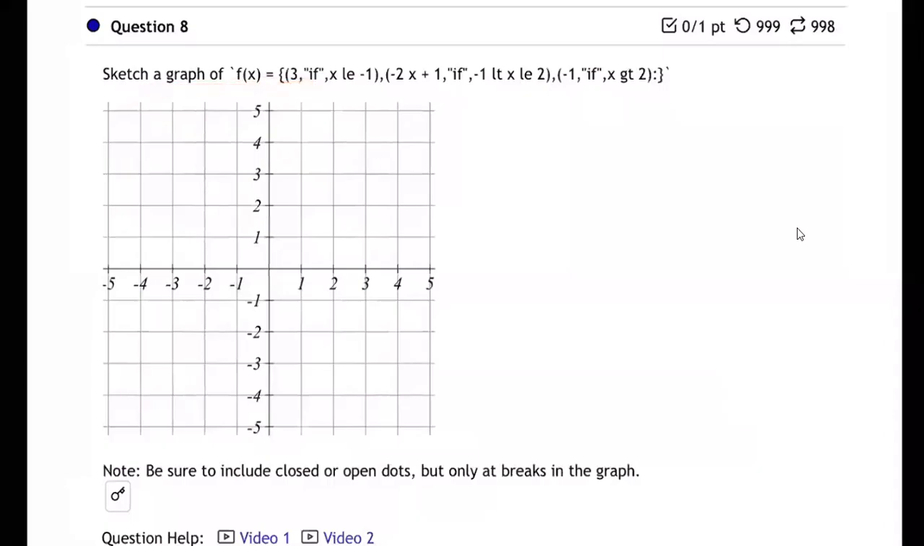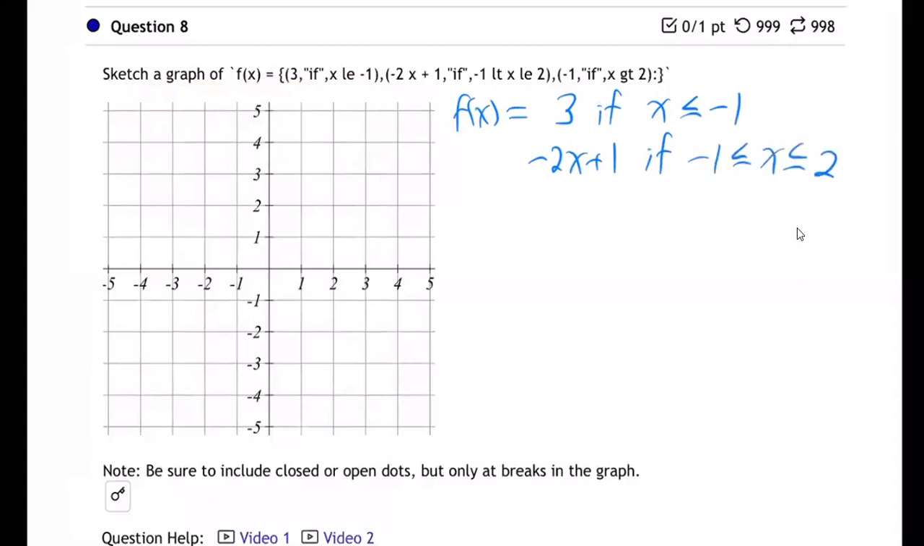Sketch the graph of this function. Let me write this function out a little better for you. So it's f of x equals 3 if x is less than or equal to -1. It's negative 2x plus 1 if... Oh, this should be less than.